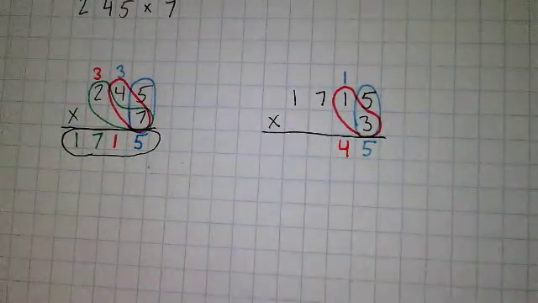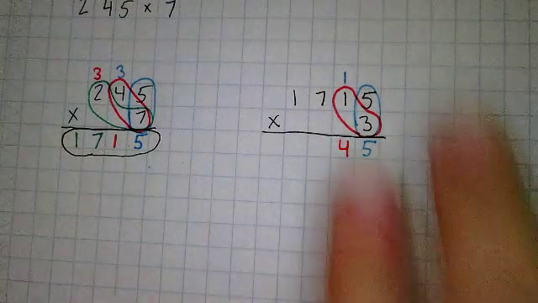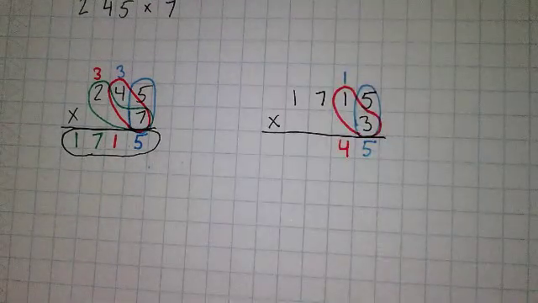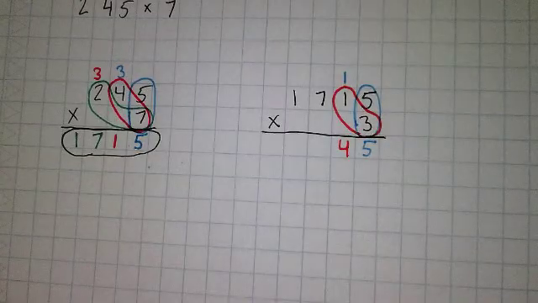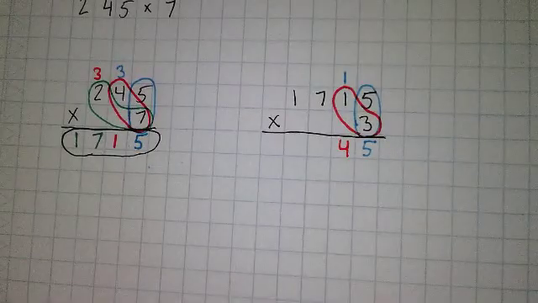No, there was nothing to regroup. There was nothing to write up there. So that 7 is just not going to have anything above it. That means when we multiply, are we going to need to add anything on this time? No, we're not. Speaking of multiplying, what's my next step?